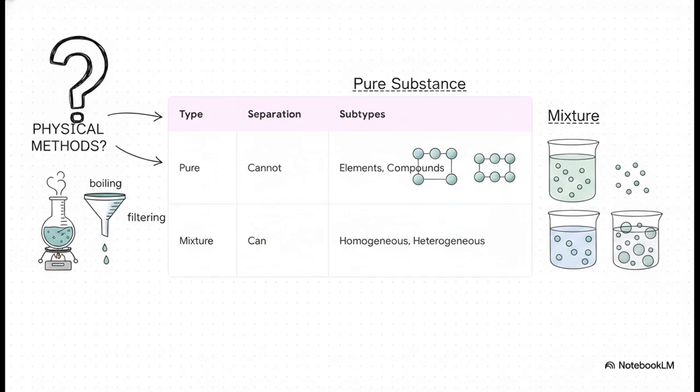If it cannot be separated by physical methods, like filtering or boiling, then you're looking at a pure substance. That includes elements and compounds. But if it can be separated by physical methods, you're dealing with a mixture, which we classify as either homogeneous or heterogeneous. Let's break those down really quick.